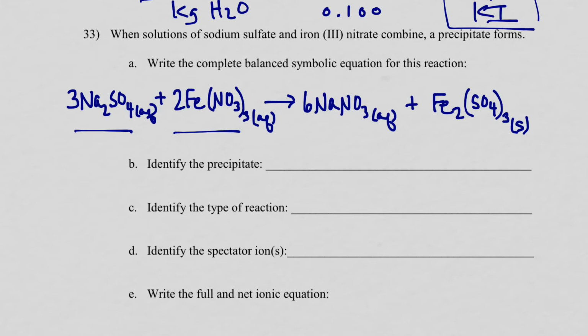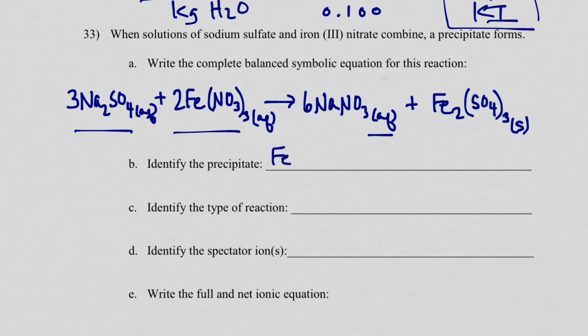Then you predict your two products. Sodium nitrate being one, both a SAP and a CAN, so definitely soluble, labeled aqueous, and iron 3 sulfate, insoluble according to the sulfate rule. So now we're ready to identify the precipitate, and in this case the precipitate is the iron 3 sulfate.